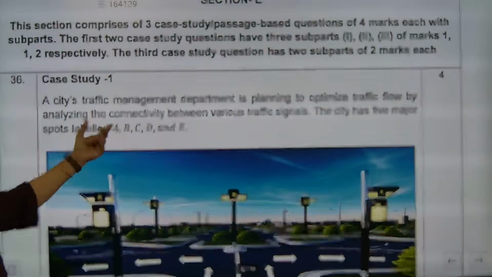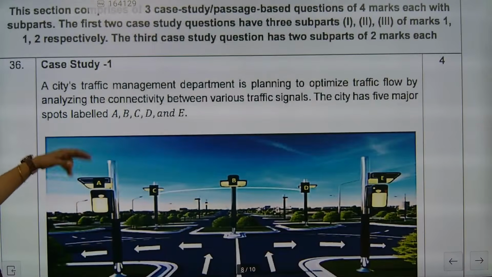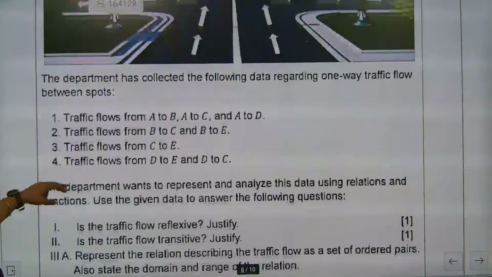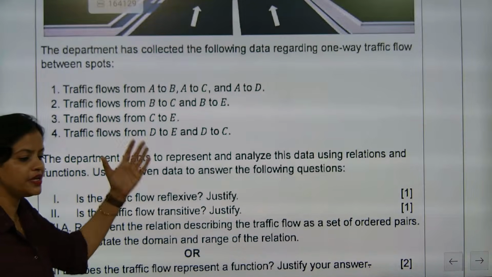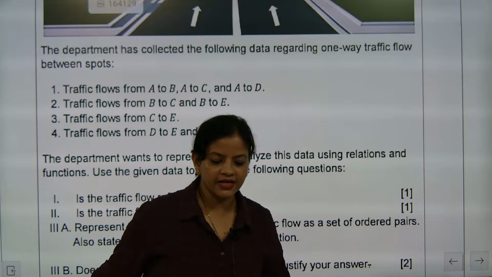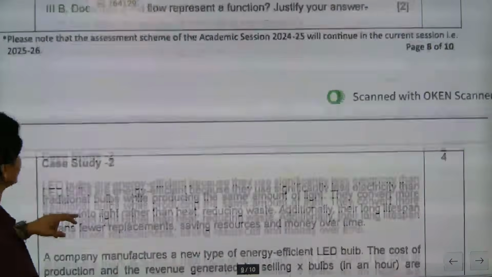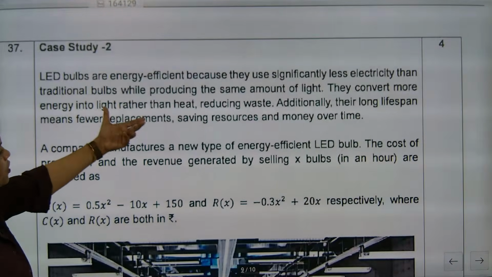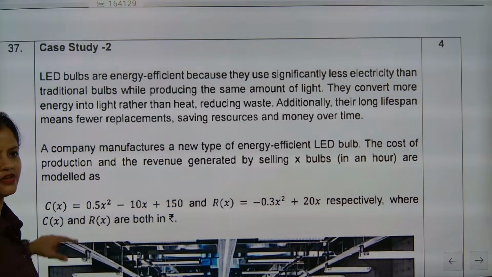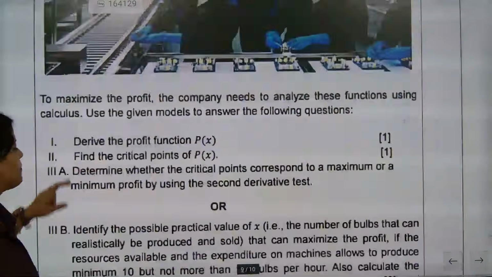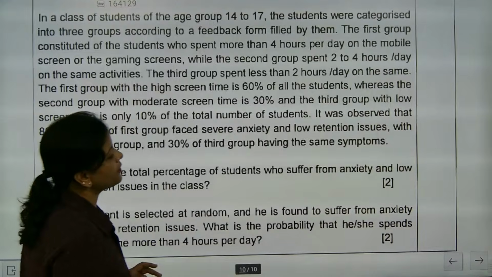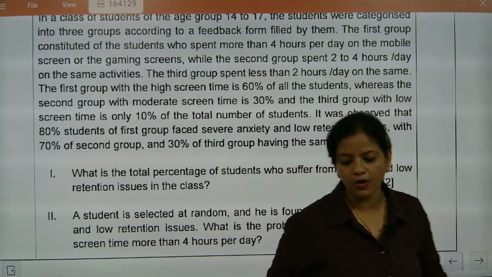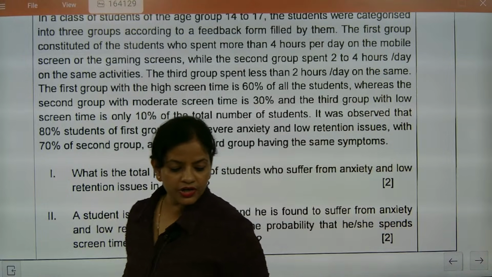Now you see, one question they have given, optimize traffic flow, analyzing this. Now you see A to C, transitivity, reflexivity, the relation part came in the case study. The second segment is red bulb globe, parabola, increasing, decreasing function came. Definite integral part came. Last is probability, as you already know that probability is going to be the most important shot for this.